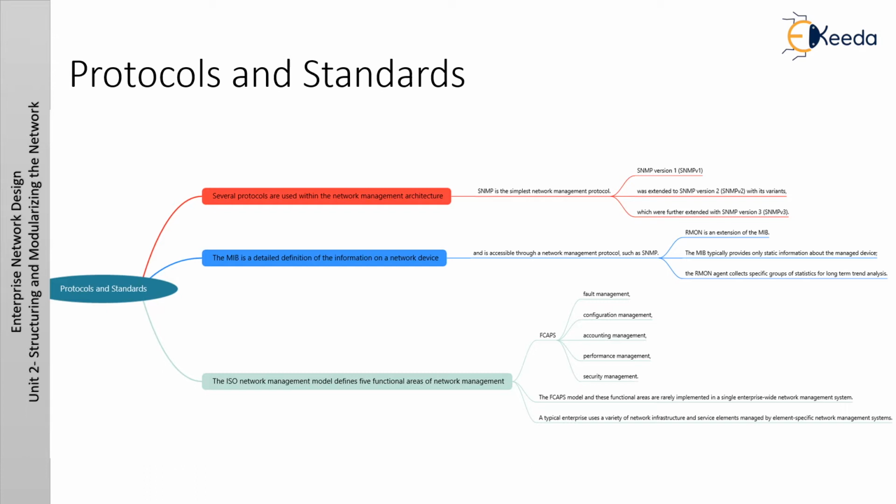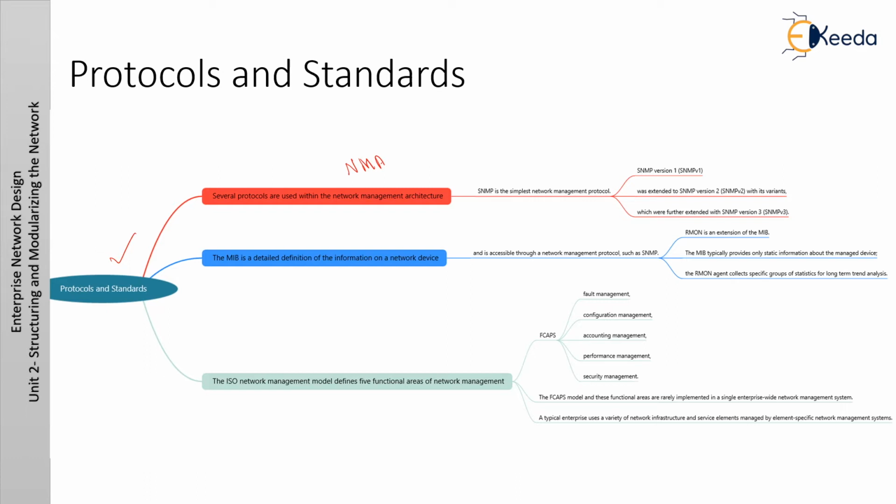The retrieved data is typically processed and prepared for display with a GUI, which allows the operator to use a graphical representation of the network to control and manage devices and programs in the network management application. Initially we start with these protocols and standards. There are several protocols that are used within the network management architecture. Initially we start with SNMP.